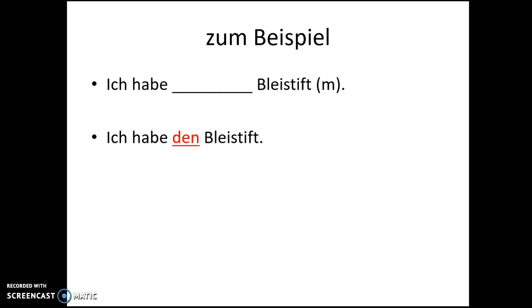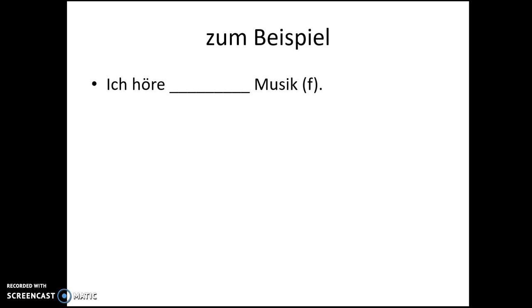Let's try another one. Ich höre, Musik. Now, this one is accusative. It may not look like it, but it is, because the answer is ich höre die Musik. What's important to remember is that Musik is the direct object in the sentence. Even though the form of the does not change, it is the Akkusativ. So just keep that in mind. Ich höre die Musik. I hear. What do I hear? The music.